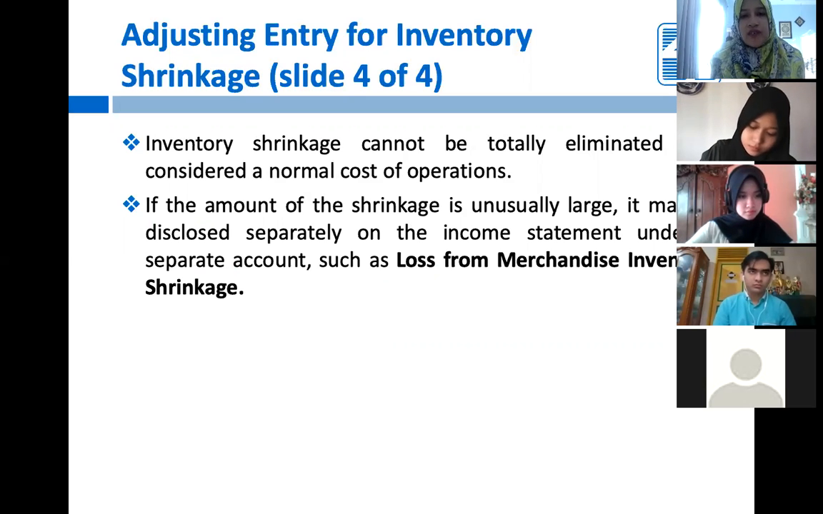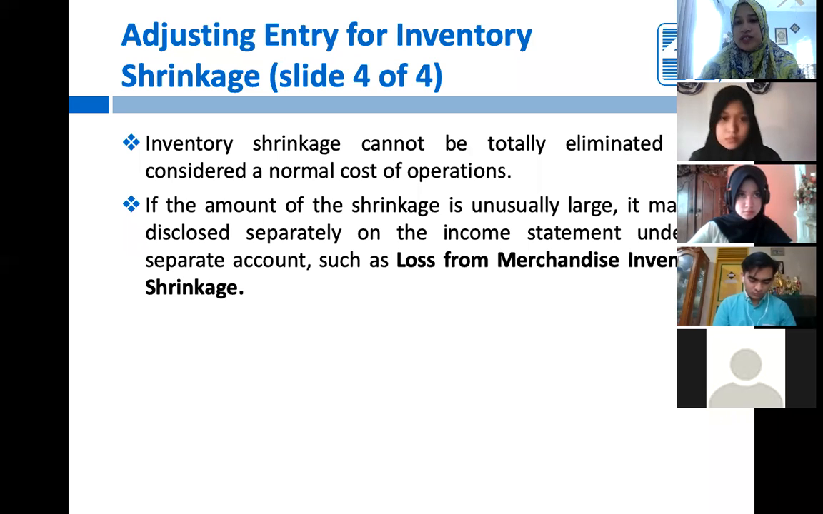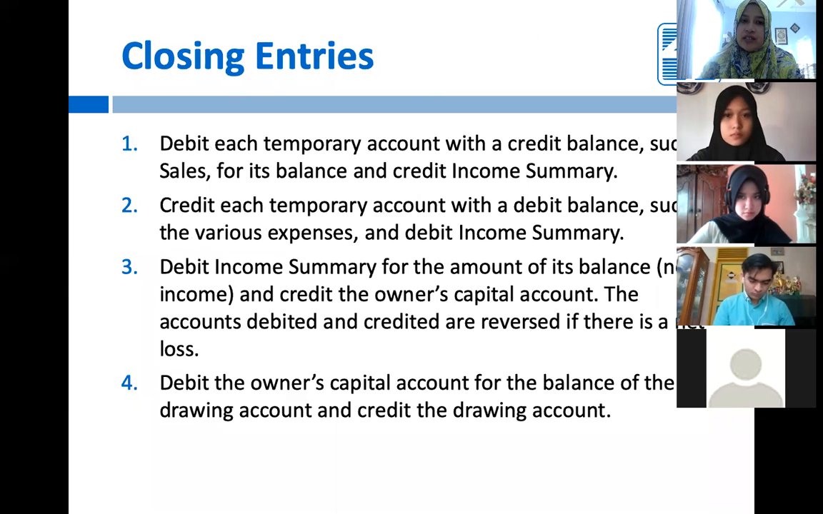If the inventory shrinkage or shortage just now is very huge, is so large, we call that an abnormal inventory shortage. That one we will record separately as a loss from merchandise inventory shrinkage. We don't debit cost of goods sold in this case. For the abnormal loss, we debit loss from merchandise inventory shrinkage, and we credit inventory. You get me?